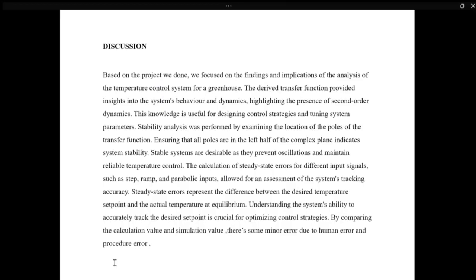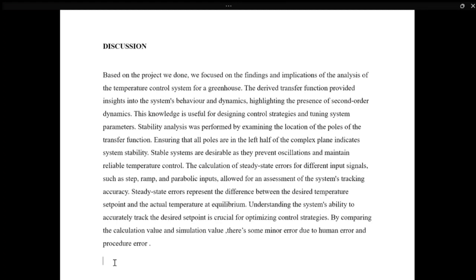Based on the project we done, we focus on the findings and implication of the analysis of the temperature control system for a greenhouse. The derived transfer function provides insight into the system behavior and dynamics, highlighting the presence of second order dynamics. Ensuring that all poles are in the left half of the complex plane indicates the system stability. Stable systems are desirable as they prevent oscillation and maintain reliable temperature control.